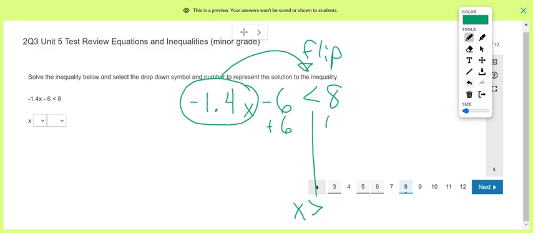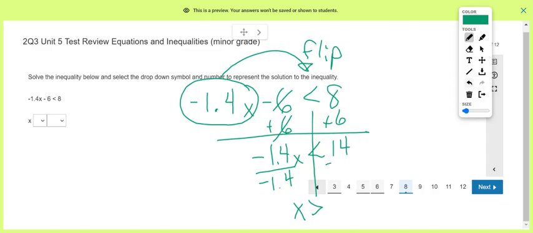So now we're going to solve using inverses. So we got -1.4x, and that is 14. Then the opposite of multiplying by -1.4 is going to be dividing by -1.4. And that is going to be positive. Negative divided by negative is positive. 1.4 divided by 1.4 is 1. So now we have x is going to be greater than. When we divided by the negative, it flipped our inequality sign. So now x is greater than.